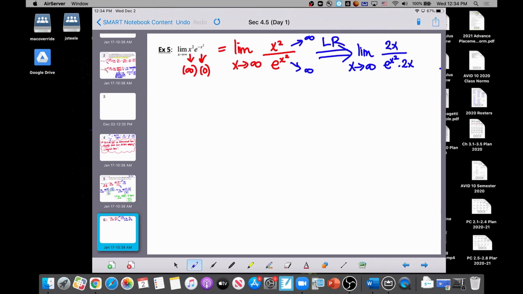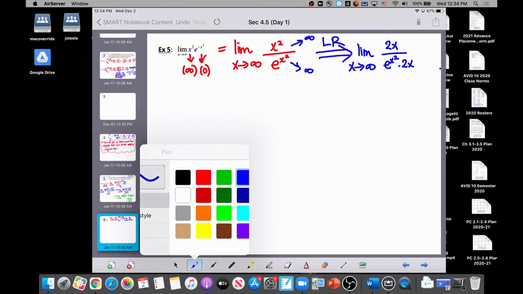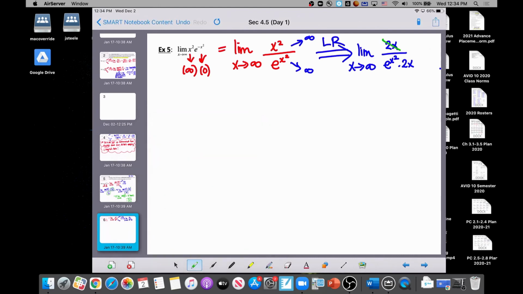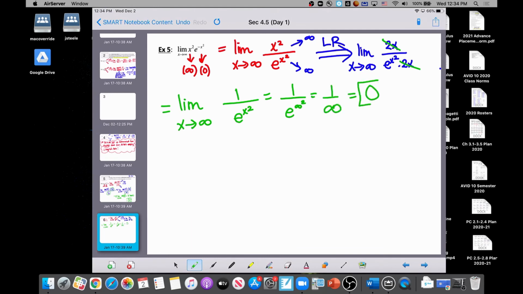Okay, but hey, look at that. 2x in the top and 2x in the bottom. Those are going to cancel out. So we are left with the limit as x approaches infinity of 1 over e to the x squared. And now we can do direct substitution because we're going to have 1 in our numerator no matter what. And then e to the infinity squared is just infinity. And 1 divided by infinity makes the answer to our limit 0.